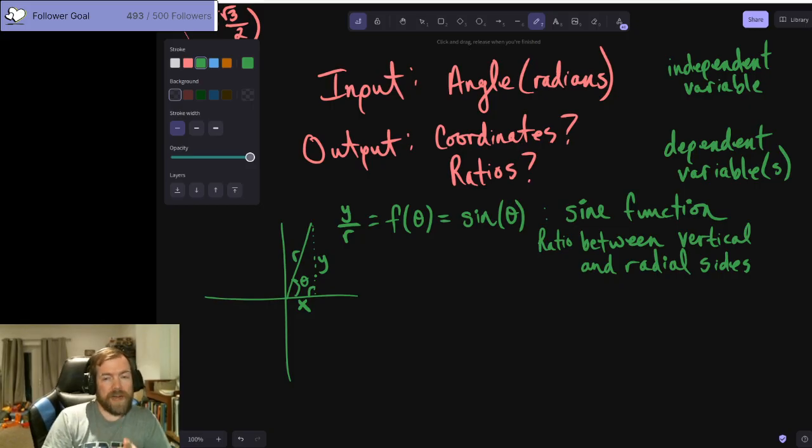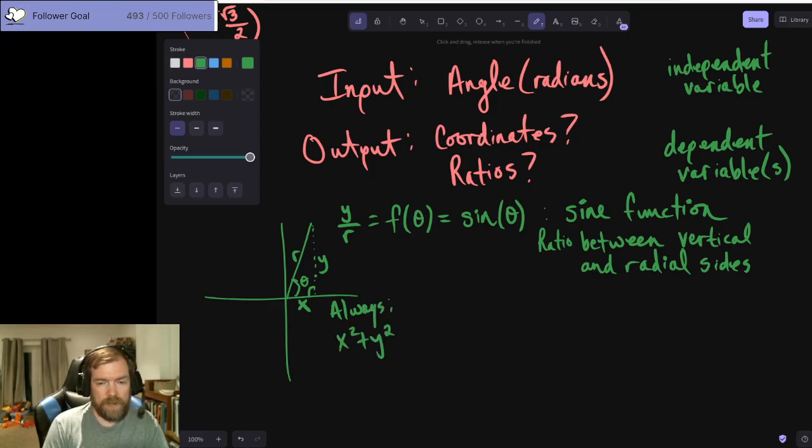Now, it does not matter where that is. It is still going to be on a circular path as we're going around the origin, as we increase the value of theta. It's still always going to be in that same ratio, and we're still going to follow the exact same path. So again, always we have x squared plus y squared equals r squared.